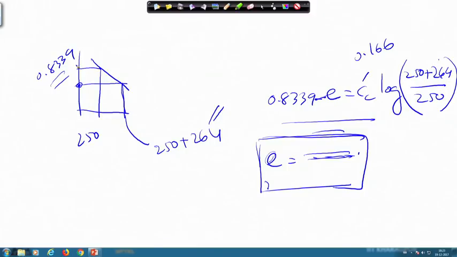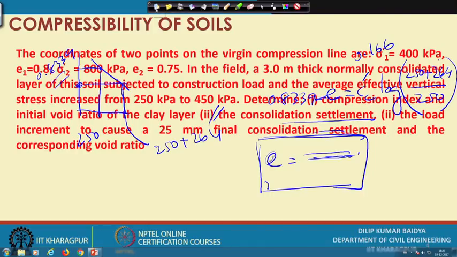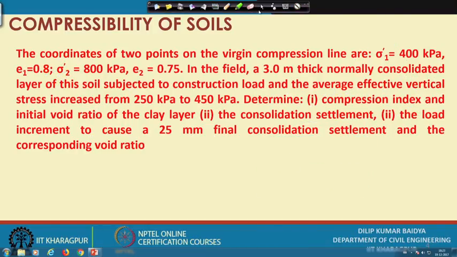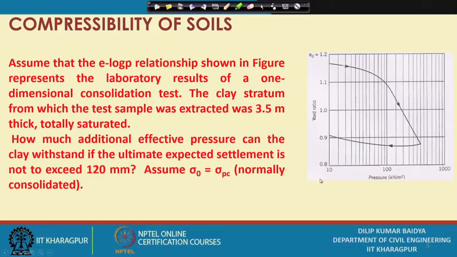Then one more application is there. Let me explain the problem at least, whether I can solve or not. Let me see. So, this is the problem actually. Sometimes the problem will be given like this: assume that the e log P relationship shown in the figure represents the laboratory results of a one dimensional consolidation test. The clay stratum from which the test sample was extracted was 3.5 meter, totally saturated. How much additional effective pressure can the clay withstand if the ultimate expected settlement is not to exceed 120 millimeter?